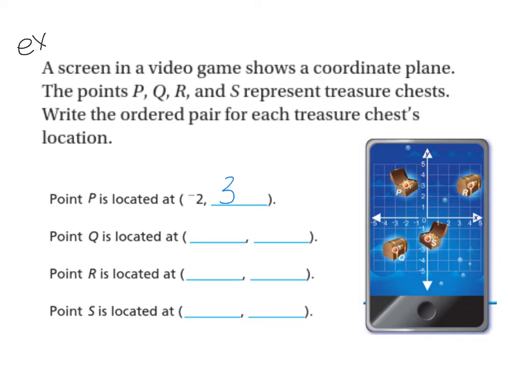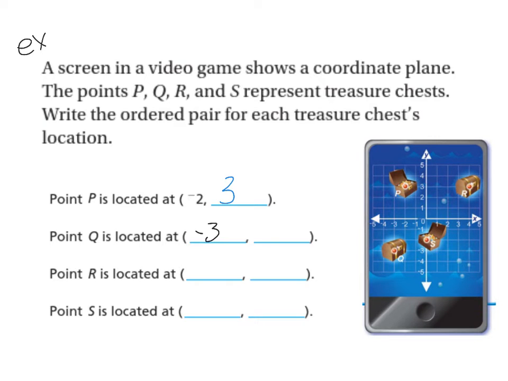Now to find Q, remember I'm always going to go across first. So going across, Q is down here, starting at 0, the origin, 1, -1, -2, -3. So that's my x. My y coordinate is going to be, it looks like we're going down here. Oops, sorry. So when I go down, that means negative again. -1, -2, -3. So it's exactly -3, -3.